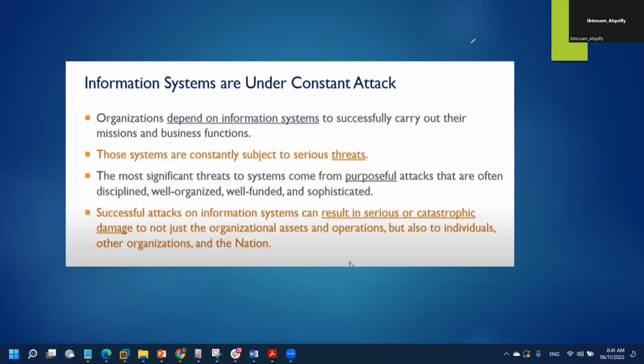What makes it really worse is that these systems are constantly subject to serious threats. Why are the systems constantly exposed to cybersecurity threats? Because we are open now to the internet. We used to work in isolated islands, what we sometimes call an air gap environment, where you don't have any connection to the internet. With no connection to the internet, only physical attacks will work, because you don't have any other logical means to reach your network.